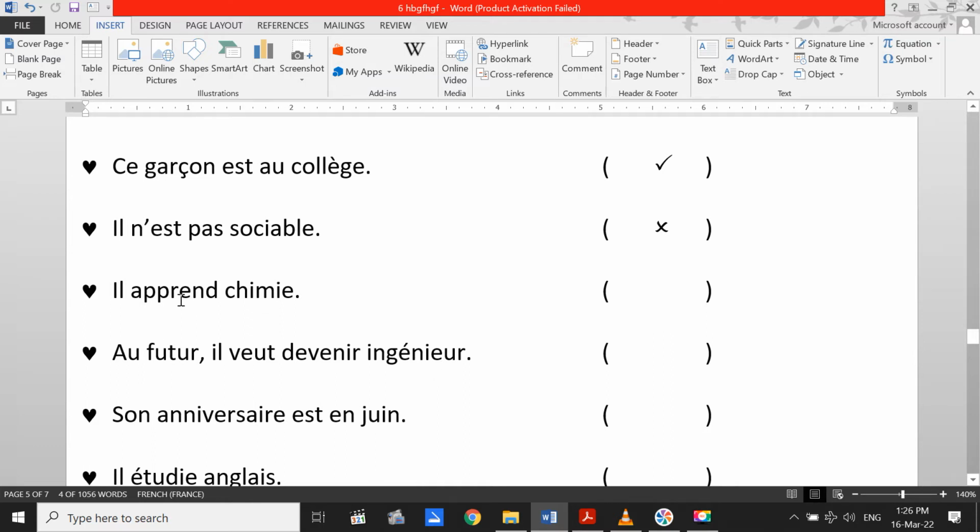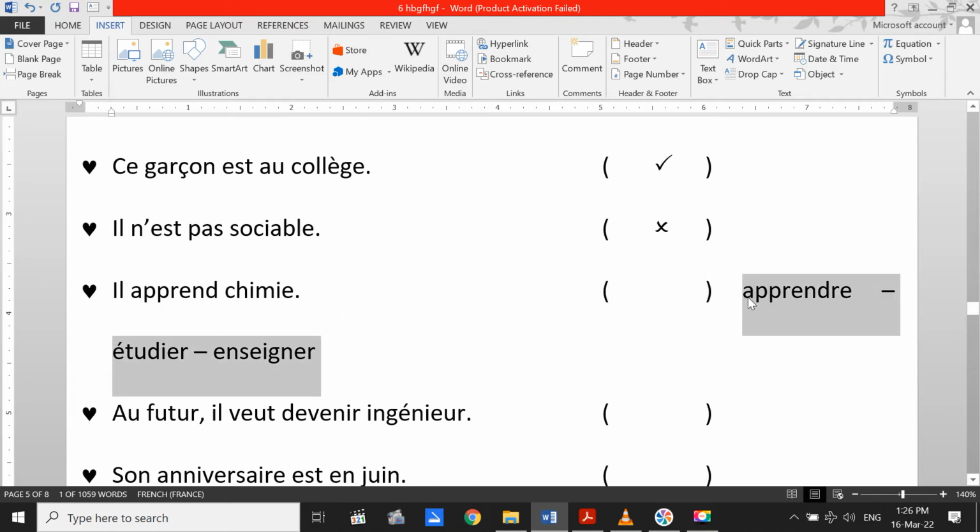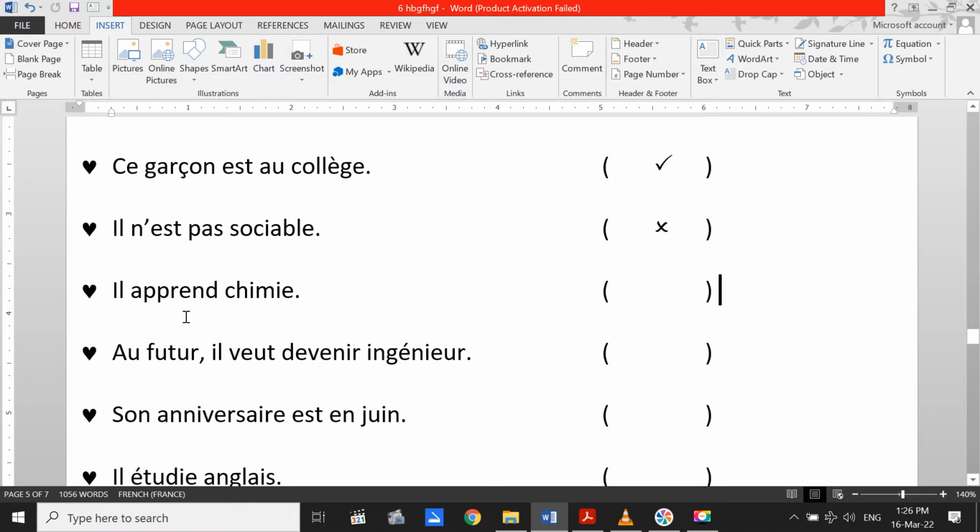Il apprend chimie. We said the verb apprendre. Let's write these verbs. Apprendre means the verb to learn. Étudier means study. And the word enseigner means teach. Apprendre, learn. Étudier, study. And enseigner means teach. Pay attention to these words. So here, il apprend, he learns. Chimie means chemistry. Sure, false. So not mentioned in the text.